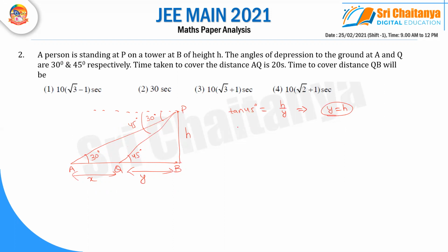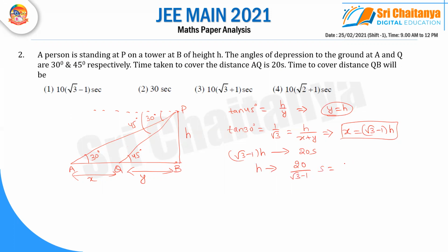So AQ. For that I will take triangle PAB. I will get tan 30 degrees, which is nothing but 1 by root 3, equal to h by x plus y. From here, after writing two steps, you will be getting x equal to root 3 minus 1 into h, using the above relation also. Now he said, time taken to cover the distance AQ. What is the distance AQ? X. So to cover root 3 minus 1 into h, my time taken is 20 seconds. So to cover the distance h, it will be 20 by root 3 minus 1 seconds. If I rationalize it, it will be 10 into root 3 plus 1 seconds, which is nothing but our option C.